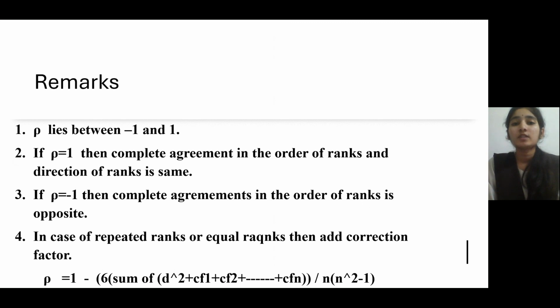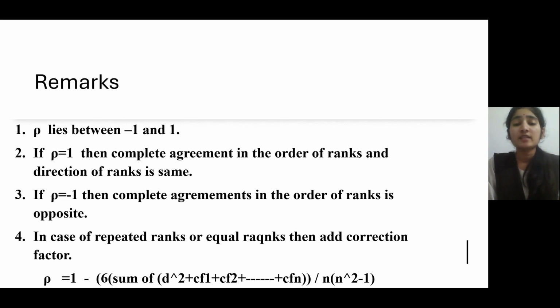Let us see some remarks on this correlation coefficient. Here, rho always lies between -1 and 1. If rho equals 1, then there is complete agreement in the order of ranks and the direction of ranks is the same. Always it will be the same if rho equals 1. If rho equals -1, then there is complete agreement in the order of ranks but the direction is opposite.